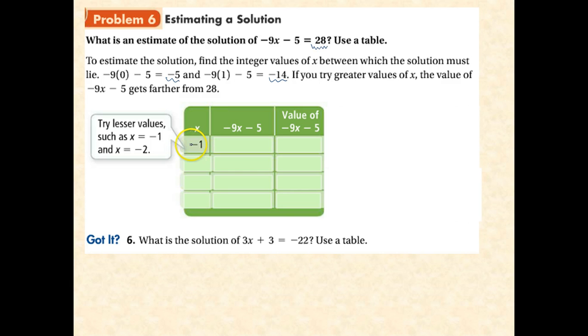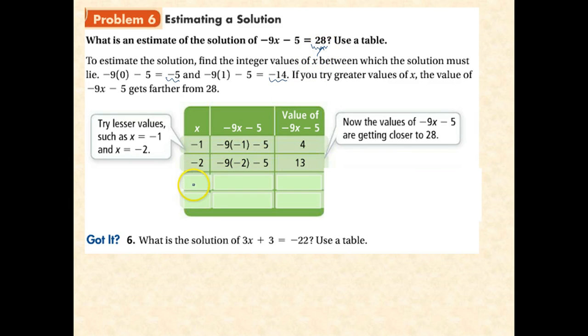So if x is negative 1, negative 9 times negative 1 is positive 9, and 9 minus 5 is 4. Hey, there's a positive number. How about negative 2? Negative 9 times negative 2 is positive 18. 18 minus 5 is 13. We're moving our way up towards 28, aren't we? How about negative 3? Negative 9 times negative 3 is positive 27. 27 minus 5 is 22.